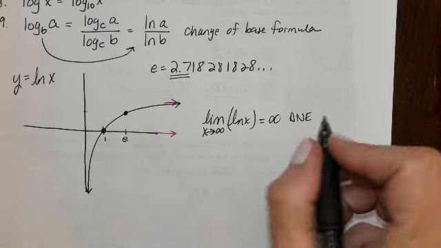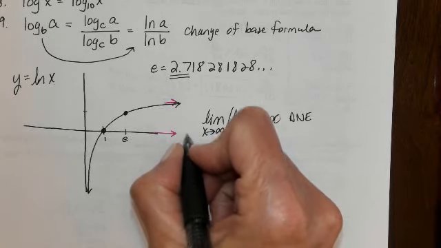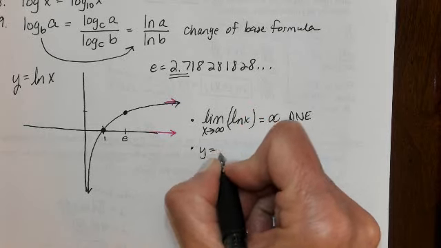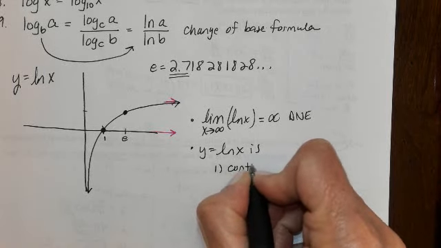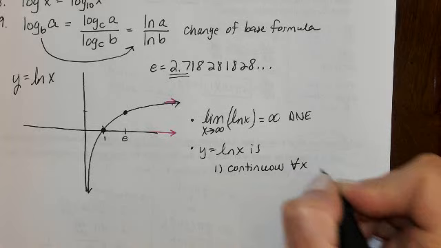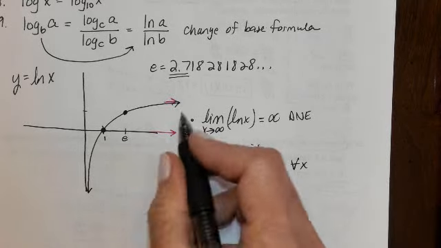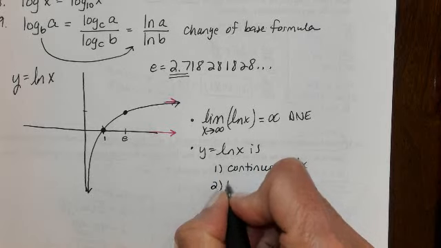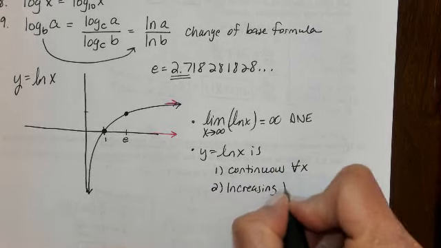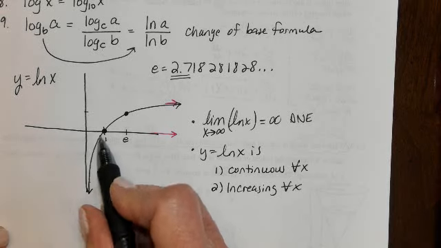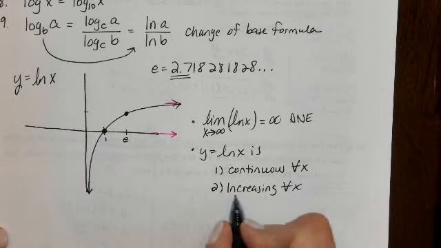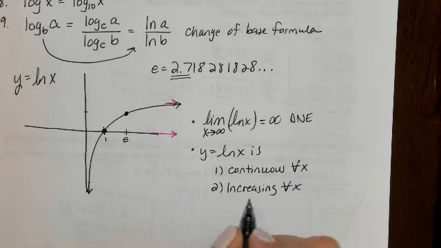Fun stuff later. Okay, another couple things about this graph. So we did the limit. Y is equal to ln of x is the following. So first of all, it is continuous for all x. There are no jumps, no breaks, no holes. It is increasing for all x. No matter what x is, as x increases, y increases as well. Y is always going up. So that means the function is increasing. Okay?